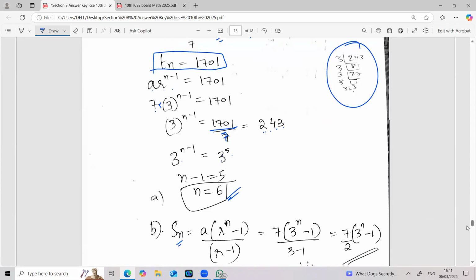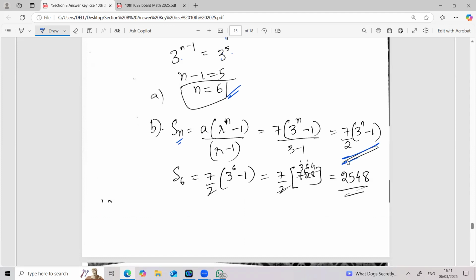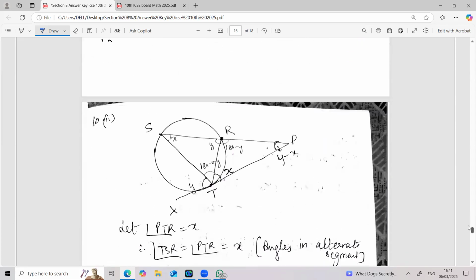And they have asked you sum to n terms. See, even if you leave till here as the answer, no issues. Now, because I knew that n is 6 here, I simply substituted and got 2548 as the answer.